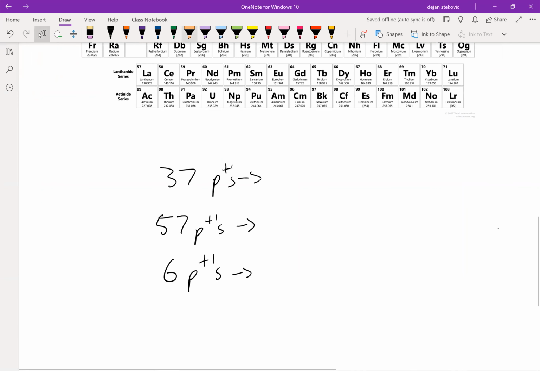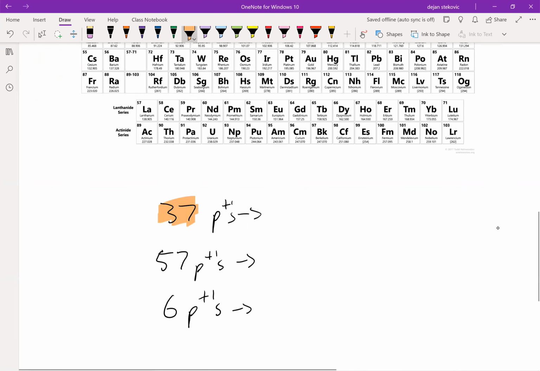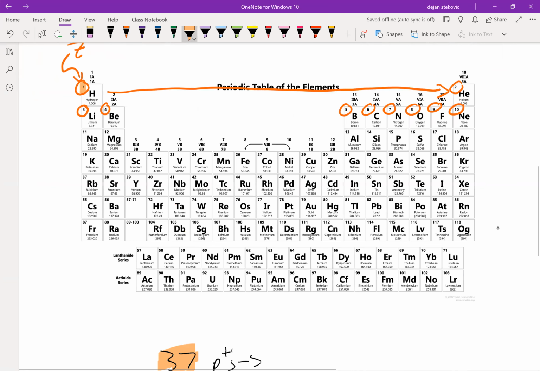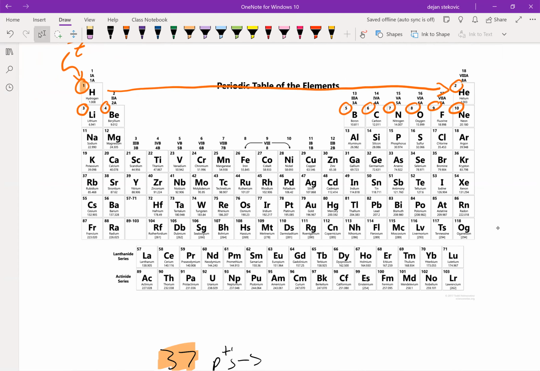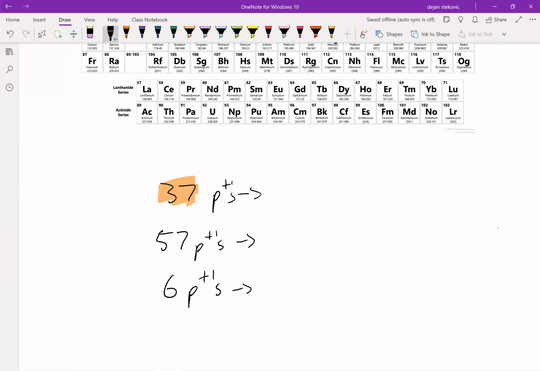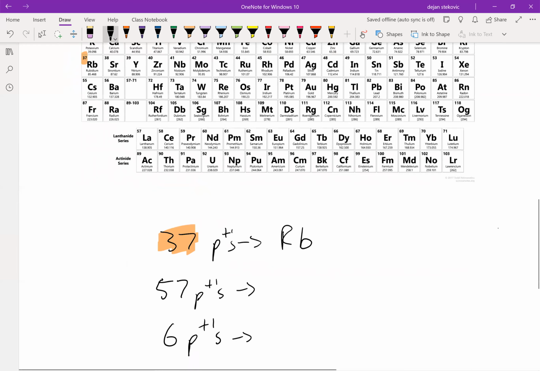So let's check it out, right? We've got 37 right here. So what we do is we go to our periodic table and then we find the 37th element, or we just look at, in this case, the top left. 37 is Rb. So we are Rb, which is rubidium.